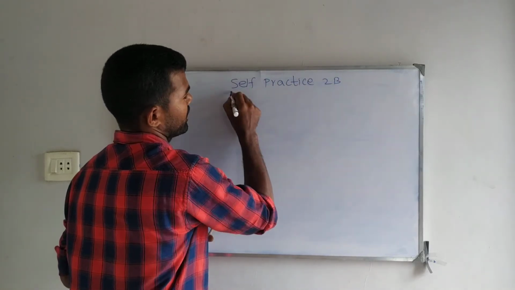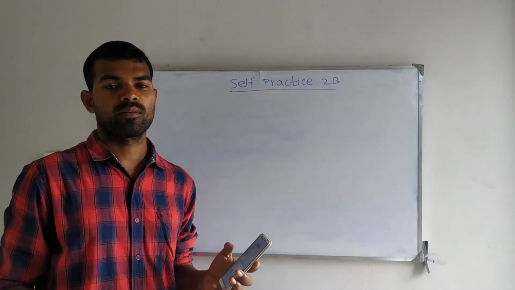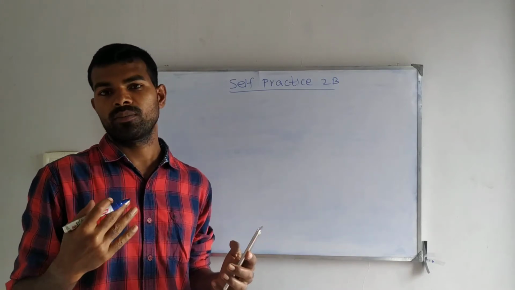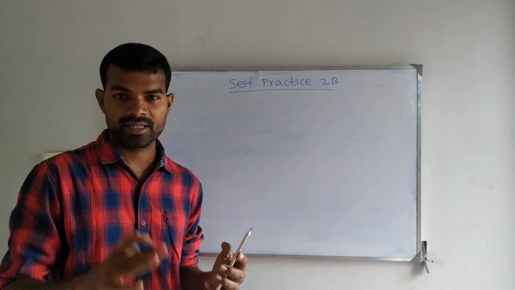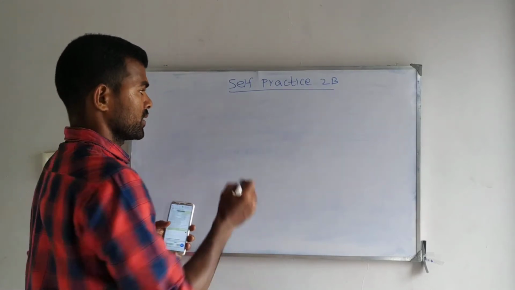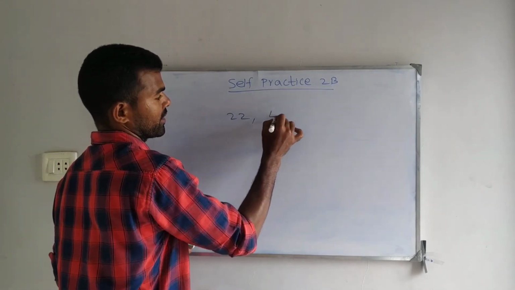Self-practice 2B. Here what we are going to do in the exercise is to make ascending order, descending order, and find the greatest number and smallest number. Just these four things only. We all know how to make an ascending order and descending order.